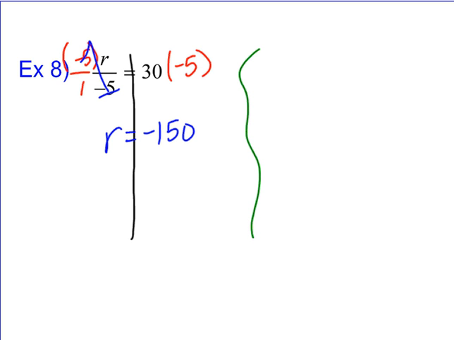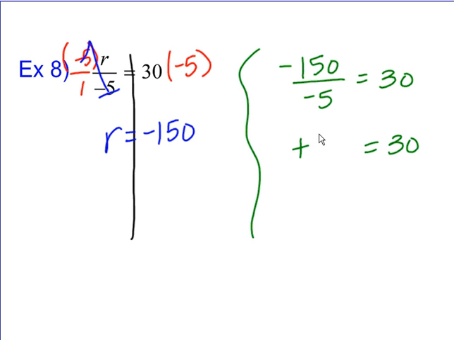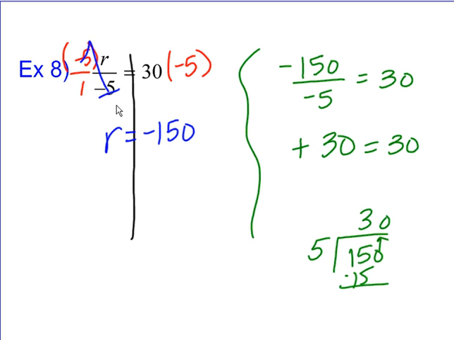We're going to check our solution. Negative 150 divided by negative 5 equals 30. We know a negative divided by negative is a positive. And if you have to work this out, if you can't do it in your head and you have to do some work on the side, put it on the side and away from the problem so that it's not considered part of your work. Okay, and we can see that it's 30, so it checks, and so we know r equals negative 150. That's the end of this.